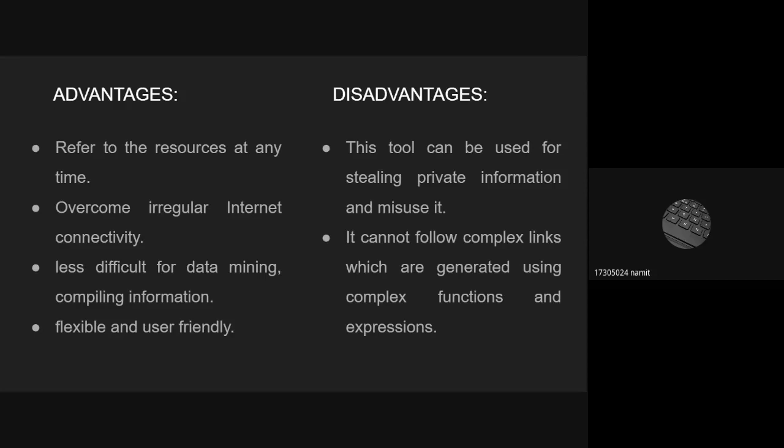Now I will talk about disadvantages of HTTrack. The biggest disadvantage is that one can steal private information from the website and later misuse it. Another disadvantage is it cannot follow complex links which are generated using complex functions and expressions. For example, if a particular site has a CAPTCHA to check whether you are a human or a robot, in that case you cannot download that particular site. Next.